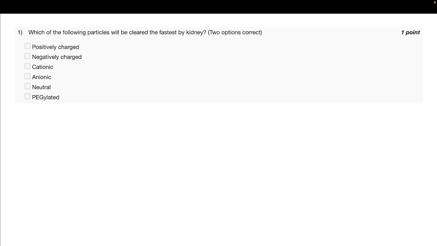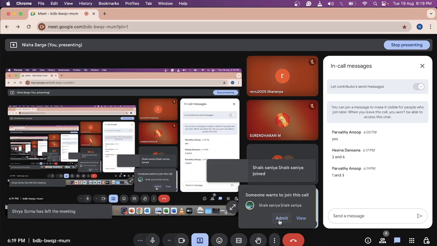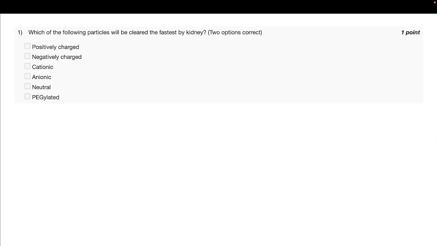The question is, which of the following particles will be cleared the fastest by kidneys, and we have to choose 2 correct options from positively charged, negatively charged, cationic, anionic, neutral, or pegylated. Okay, no other response. Let's look at the answer then.